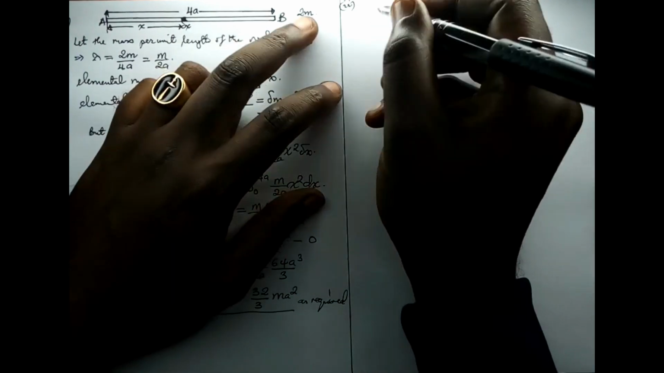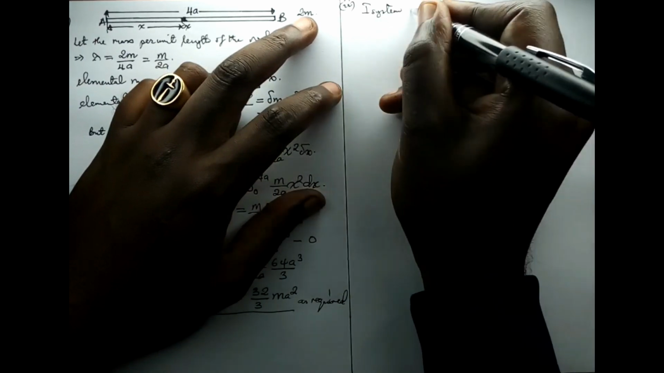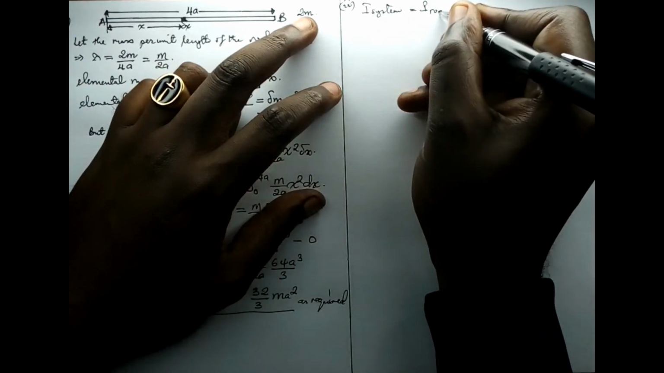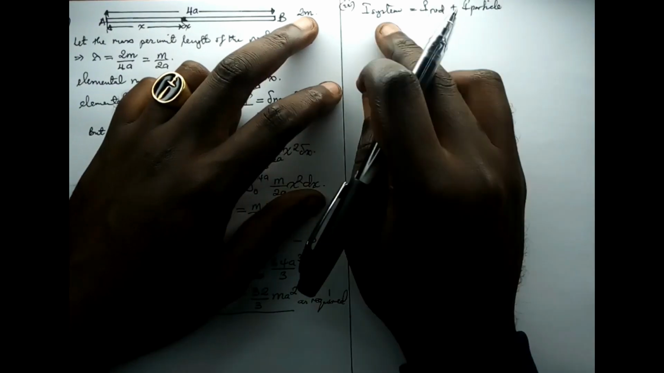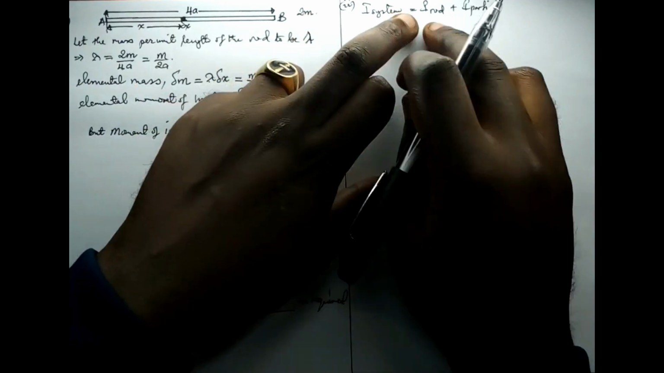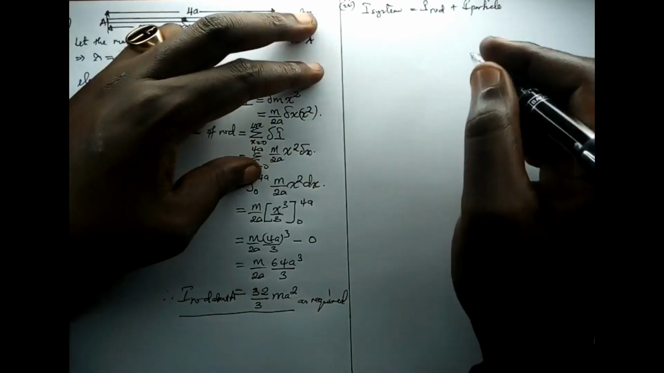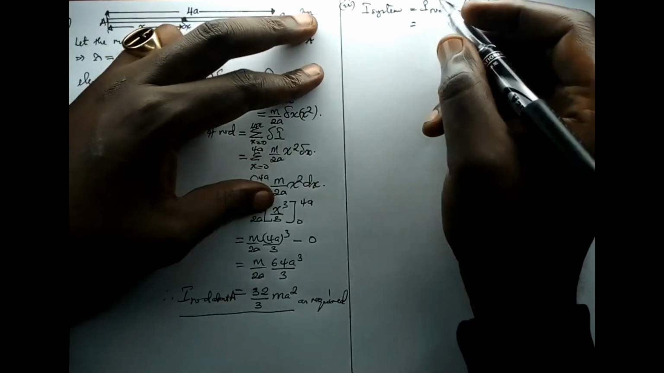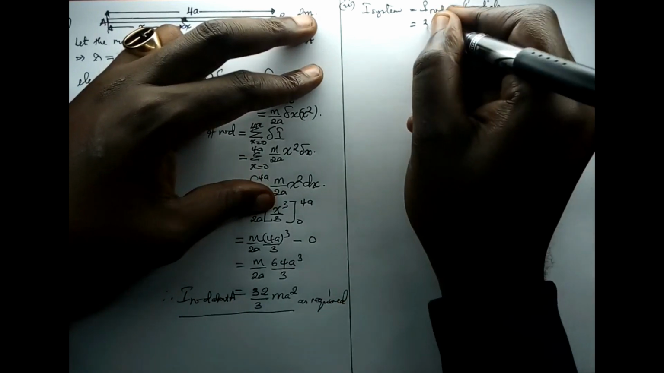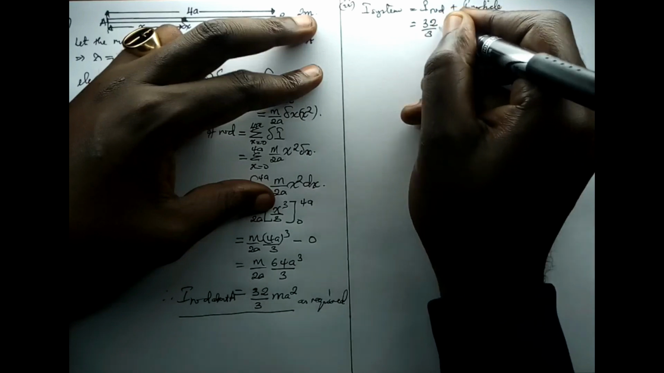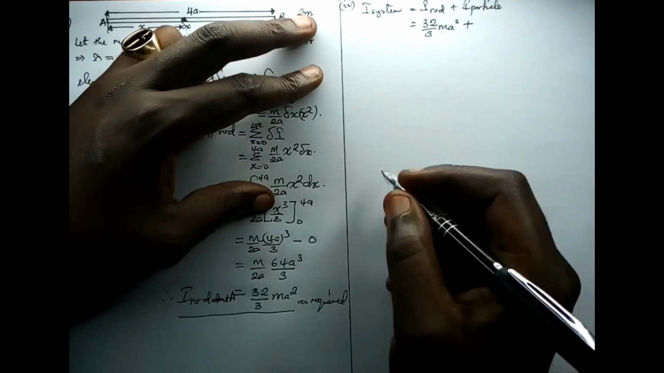So here I start with I system equals I rod plus I particle. So the moment of inertia of the system is equal to the moment of inertia of the rod plus the moment of inertia of the particle about the same axis. The moment of inertia of the rod, well, just from finding it by integration, we just put it down: 32 all over 3 ma squared, plus the moment of inertia of the particle.